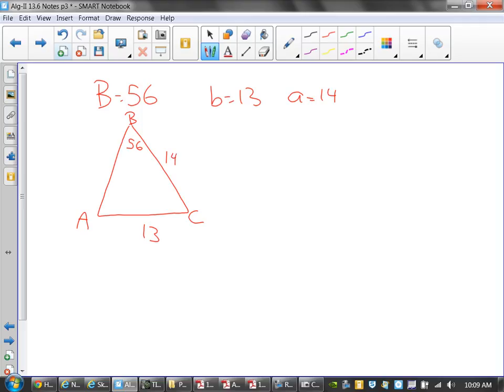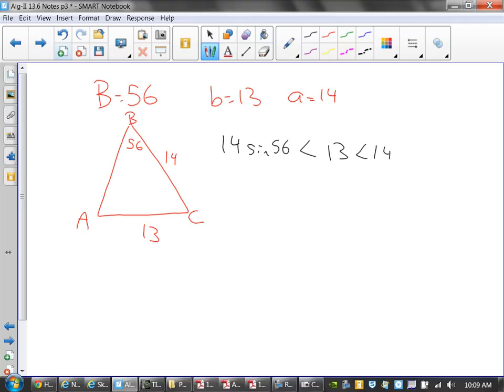All right, right off the bat, you're given the fact that you have an acute angle and you know the side opposite it. You agree? Yeah. Since you're given that to start with, take a quick second and check it to see how many triangles you can wind up with. Take the 14 sine of 56 in relationship to the 13. Is it smaller? Yes. Is it still smaller than 14? Yes. So that means you have two triangles.